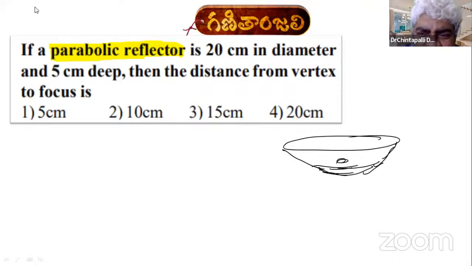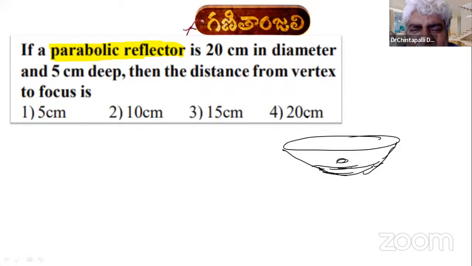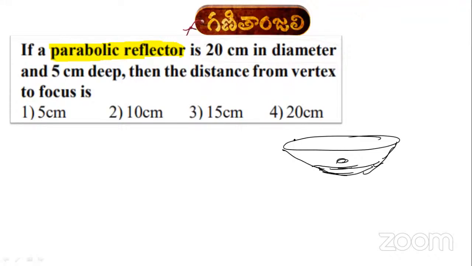Students, have you understood? It is a parabolic reflector. What is given? The measurements of this parabolic reflector. See, 20 centimeters is its diameter, right? Yes, sir. That means this distance is 20 centimeters.